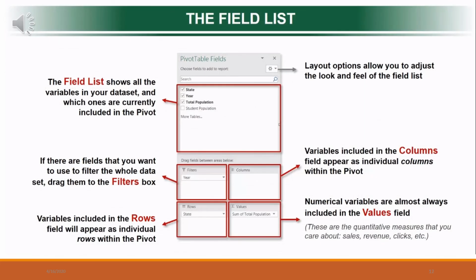Now, this is a comprehensive view of the field list. All the boxes that control a pivot table are called fields. The top one is the field list that shows all the variables in the data set. And you can tick which one of those variables you want to include in the pivot, so which ones you want to analyze. Next, the filters box is where you filter the data. Let's say only a certain amount of years, not the whole range of years.